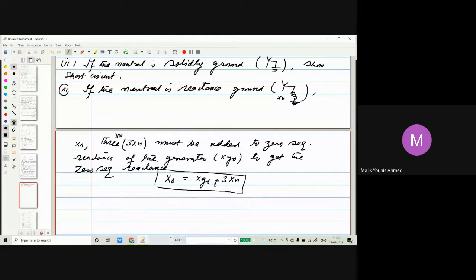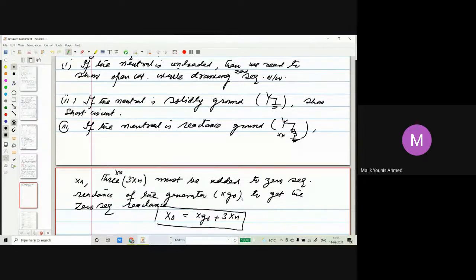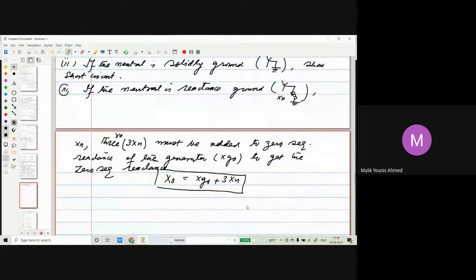If in a generator we have positive and negative sequence reactance, whether the neutral is solidly grounded, ungrounded, or reactance grounded, it doesn't make any difference. But if we have a generator and we have to draw the zero sequence network for that, then the connection of the neutral is very important for us. For ungrounded, we have to show open circuit. For solidly grounded, we have to show short circuit. For reactance grounded, we have to add an additional 3Xn to the zero sequence reactance of the generator.